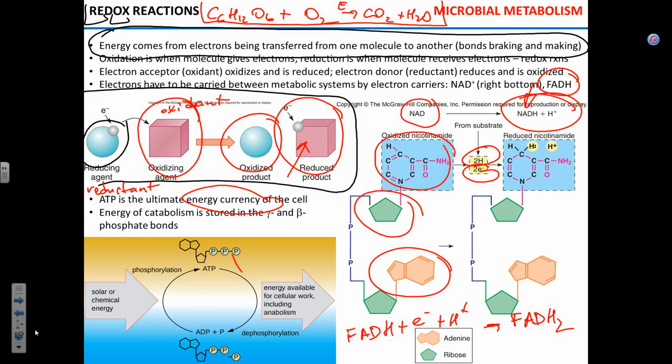So this is gamma, this is beta, this is alpha. Okay? So these two bonds, when they are broken, energy is released. The highest amount of energy, of course, is released when you break down the gamma phosphate bond. That's why we have this ADP plus phosphate. Does that make sense?